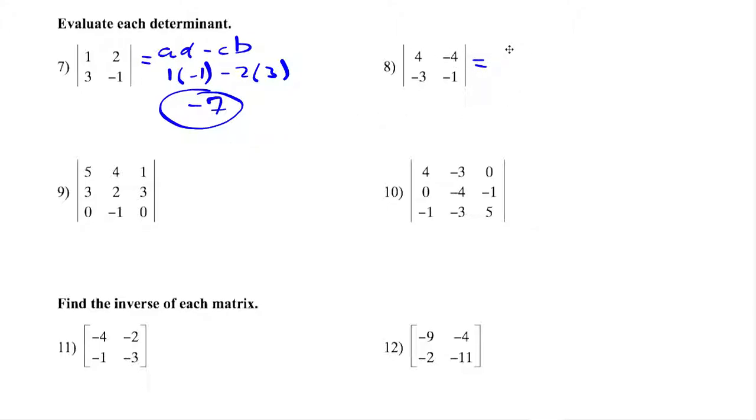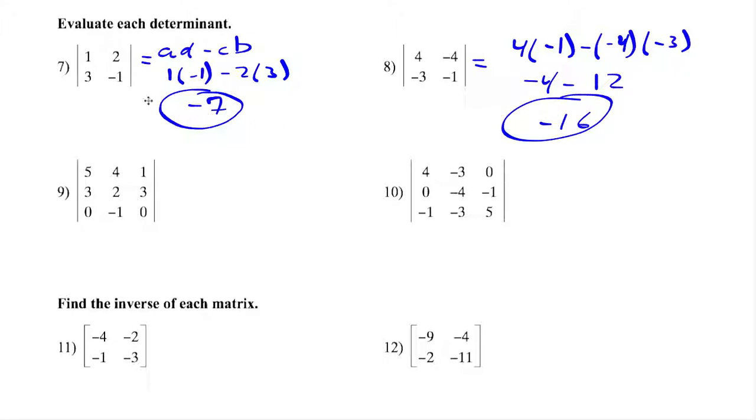Likewise, for number 8, we have a 4 times negative 1 minus a negative 4 times a negative 3. So simplifying this, I get negative 4 minus a positive 12. Watch out for your negatives. Put things in parentheses and really write out each step so you catch that this is minus 12, so we get a negative 16 as our answer.